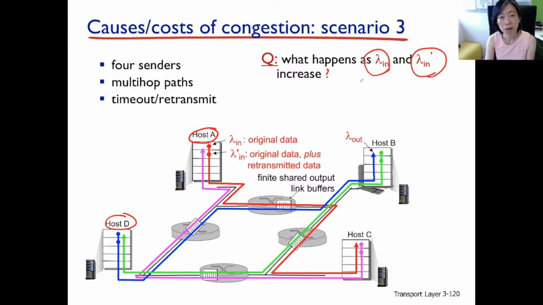Now what's going to happen when lambda in and lambda in prime increase? At the beginning, you see the red packets coming into this router here. And as the rate increases, the buffer space here is going to be occupied by the red packets, just like the blue packets in the meantime coming into the first hop router and occupying the front sections of the buffer space in the router there. Now, after a while, the red packet is going to come out and enter the second hop. Just like that, the blue packet is going to come out and enter this router here at the top.